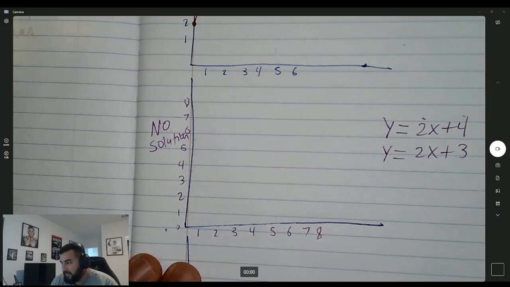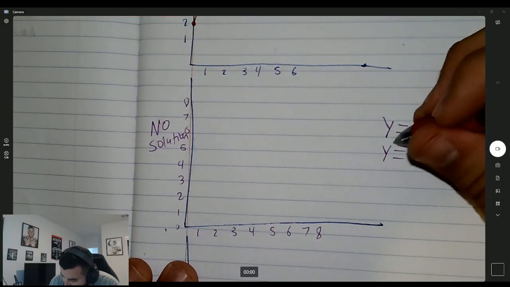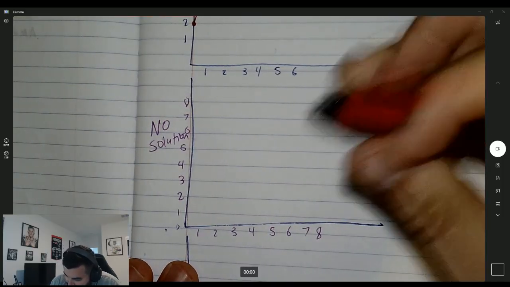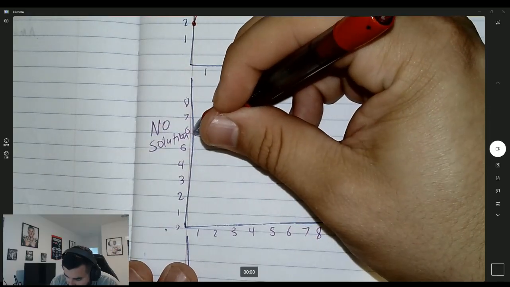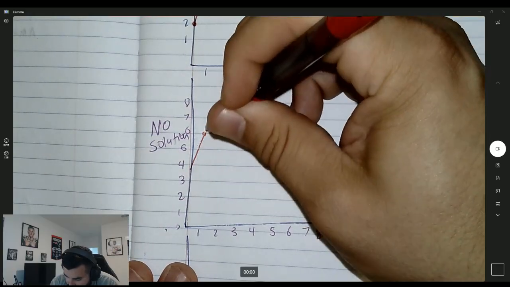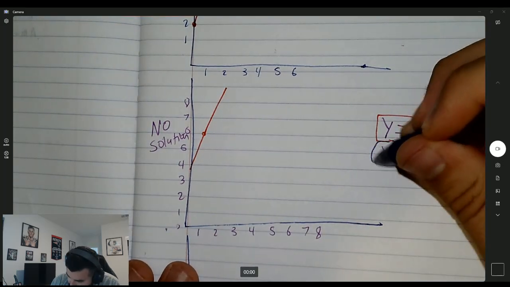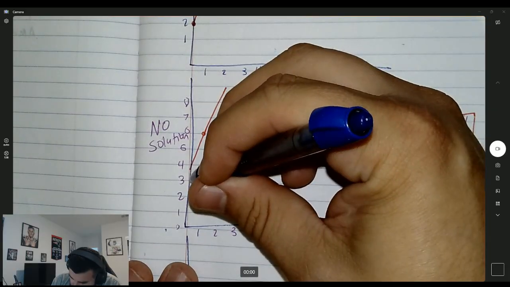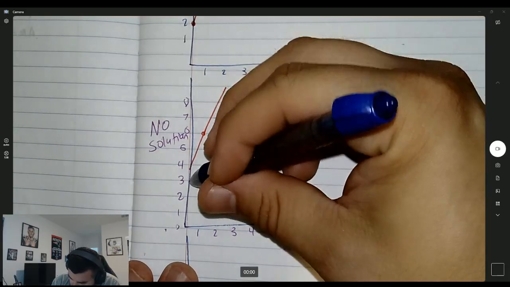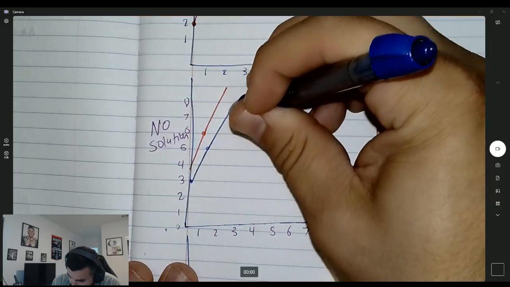And so when I graph these right here, let's see, where do I start out in the first one? Let's make the first one red again. I start at the 4. I'll go up 2 and over 1, just like that. And the next one, I'll make blue. We start at the 3. I go up 2 over 1. And what do you notice about those lines?